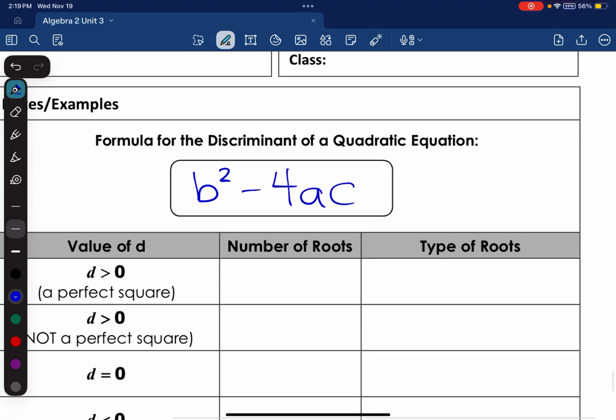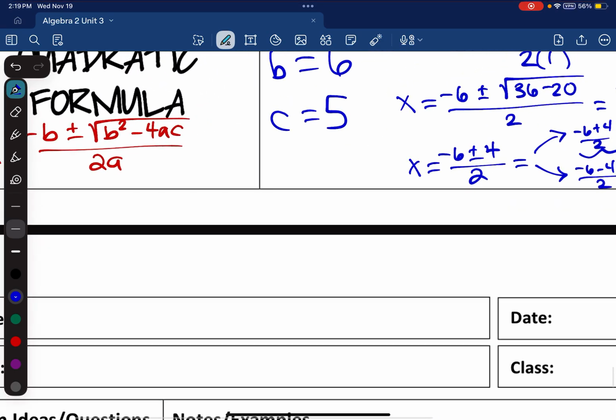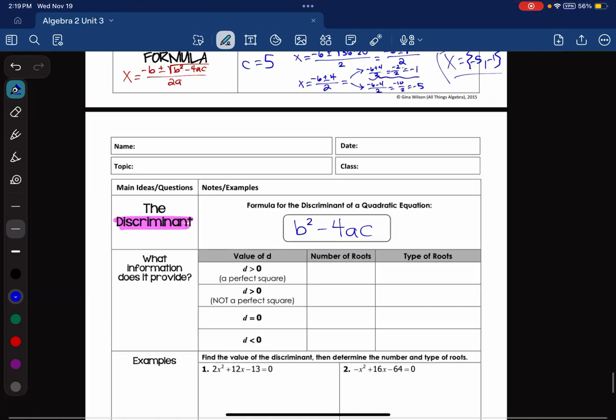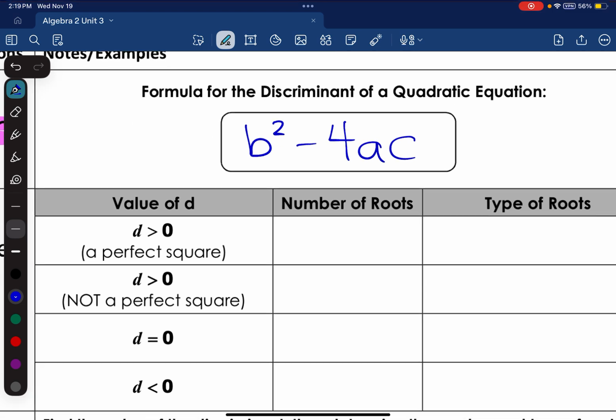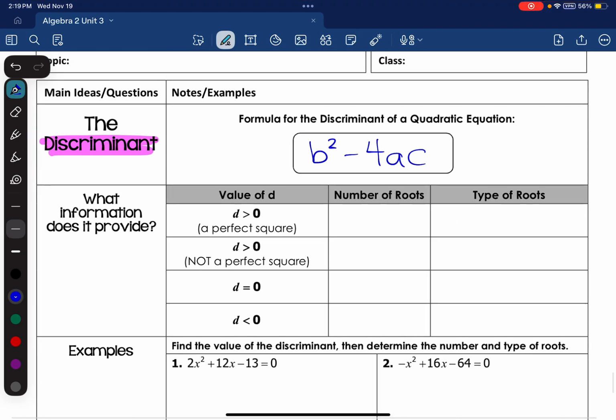This expression should look familiar because this is the inside of the radical of our quadratic formula, right? B squared minus 4 times a times c. If I complete this expression, this discriminant, it will tell me how many answers I will have and what kind of answers. So notice I have this chart here.